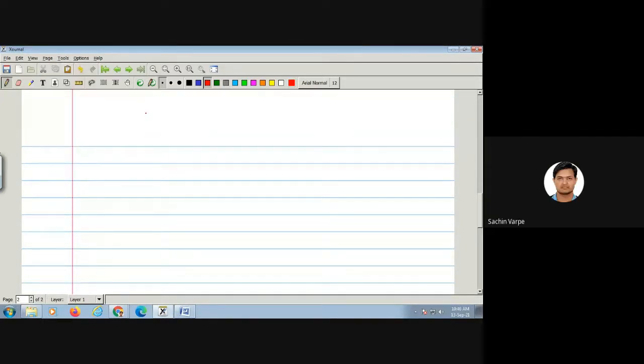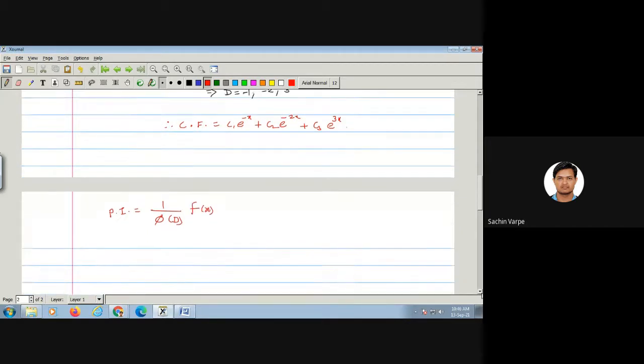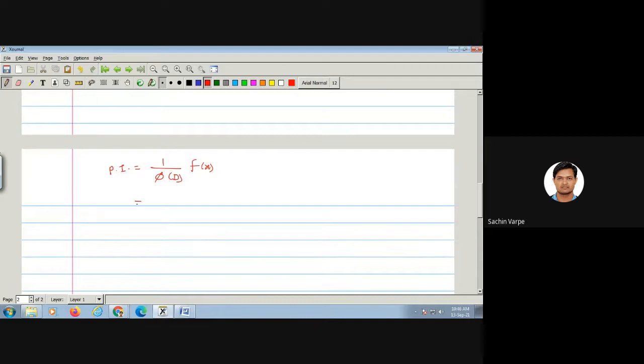Now the particular integral PI equals 1 upon phi of D into f of x, where f of x is the right hand side. What is phi of D here? Phi of D is D cube minus 7D minus 6, and f of x is e to the power 2x into 1 plus x square. Please check.